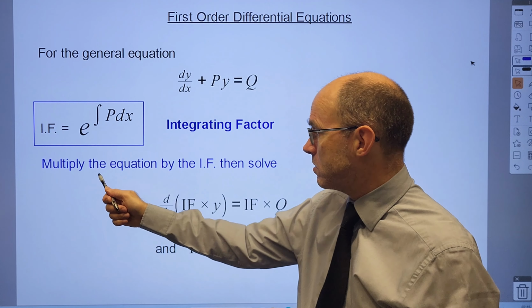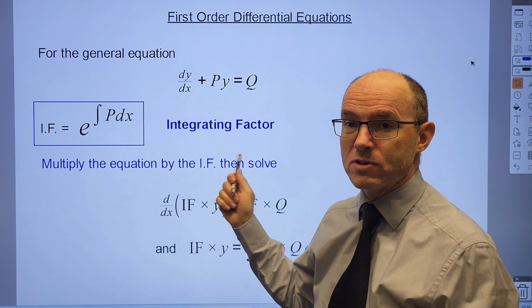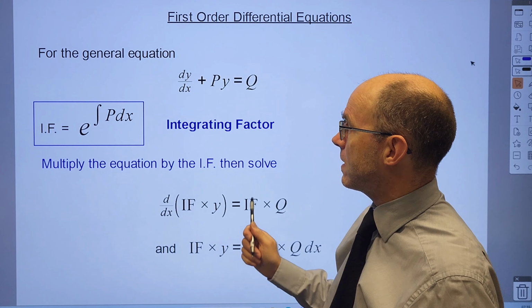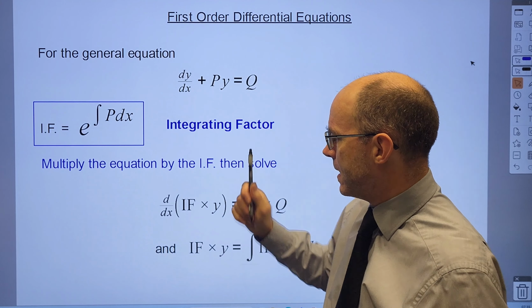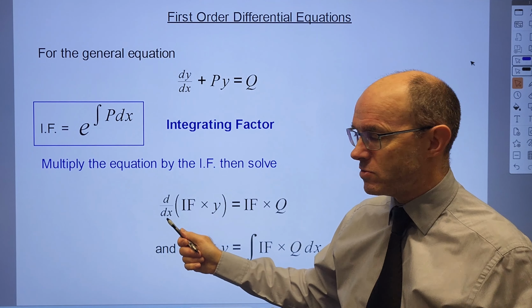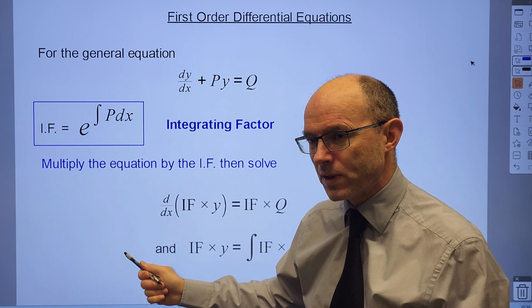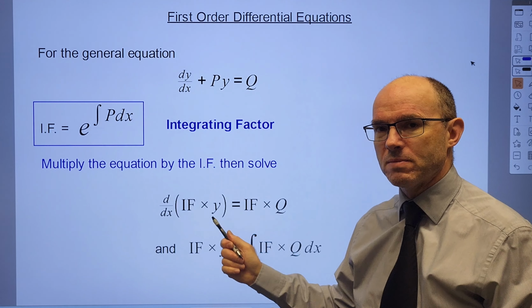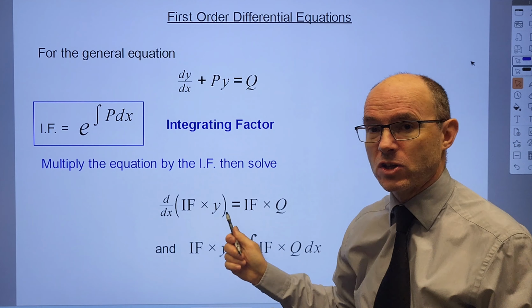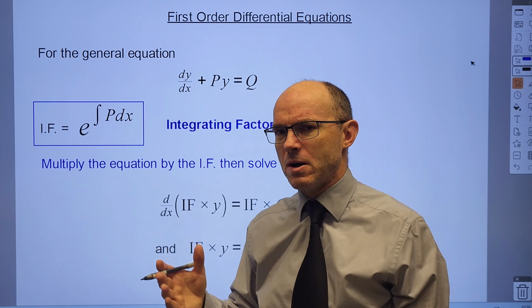Next step, you multiply both sides of the original equation by the integrating factor. That is this one here. When I say original, when it's in this form, I mean, okay? Then what you'll have is this result here, that the derivative of the integrating factor multiplied by y will give you the integrating factor multiplied by the right-hand side of q. That will become clearer in the example I give you.